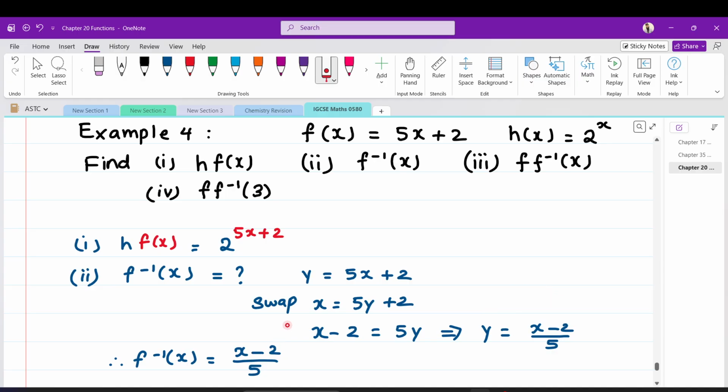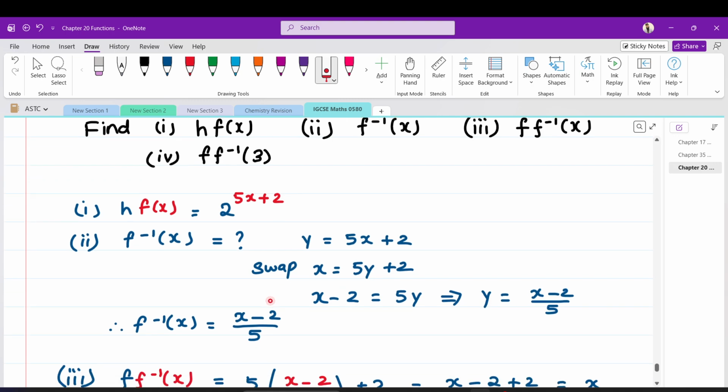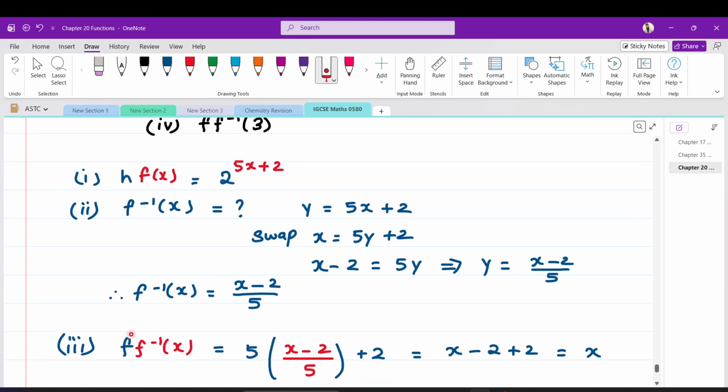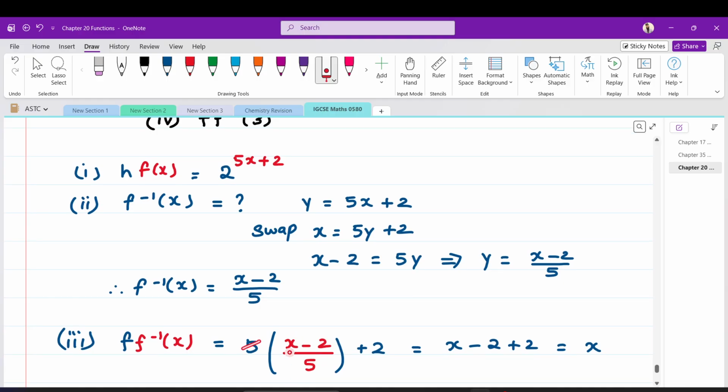to part 2. Now in part 3, it says to find f of f inverse of x. Now look over here, what do we have to do? We have to plug the inverse function into my original function. So let's see. Over here we have this in red: 5 times (x minus 2) upon 5. This 5 cancels with this 5, so you now have x minus 2 plus 2. This minus 2 cancels with plus 2, so you will be left with x.